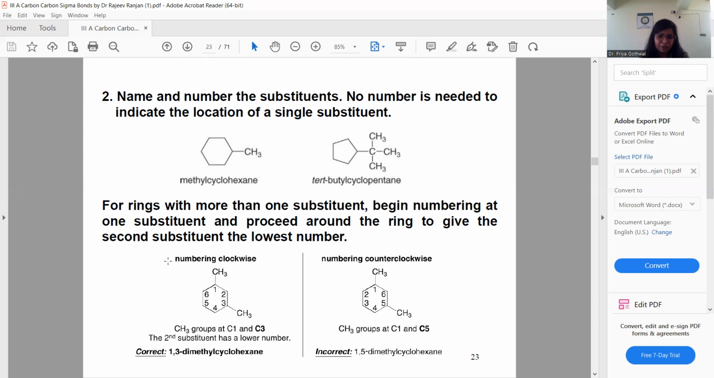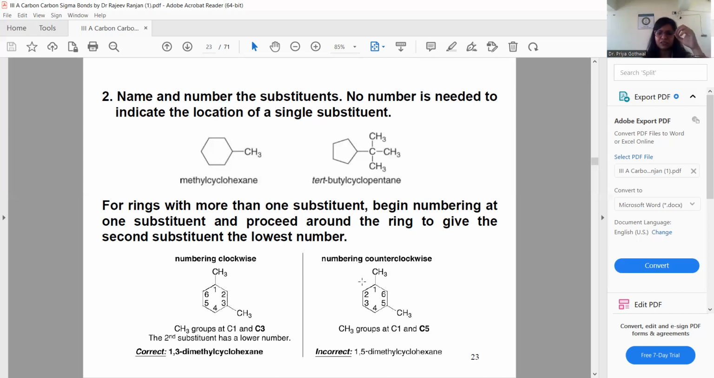So here the numbering is clockwise according to the rule, with CH3 groups at C1 and C3. The second substituent has the lowest number. So the correct nomenclature is 1,3-dimethyl cyclohexane. And the second possibility also occurs, which is wrong, but we can understand from this example.